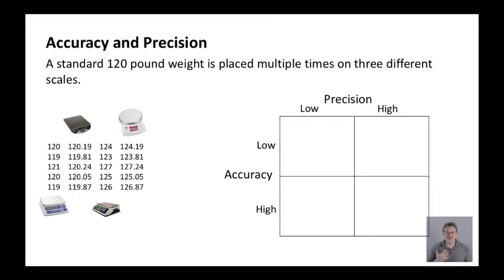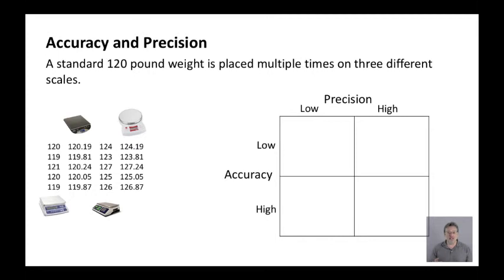So the weight that the scale is giving is off a little bit here. 124, 123, 127, 125, 126, those are all a little high. Same thing with this other scale, even though it's actually more precise than the one that we just talked about. 124.19, 123.81, 127.24. It's in this context that we can start to talk about 2 different concepts of uncertainty.